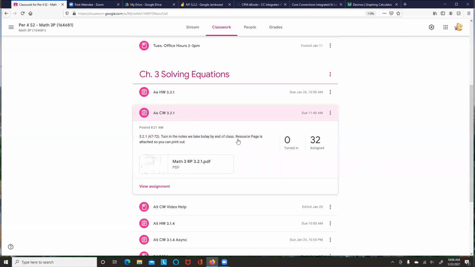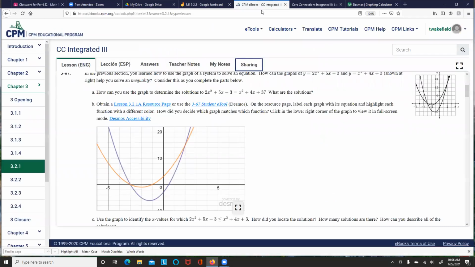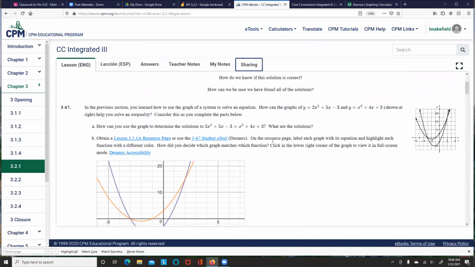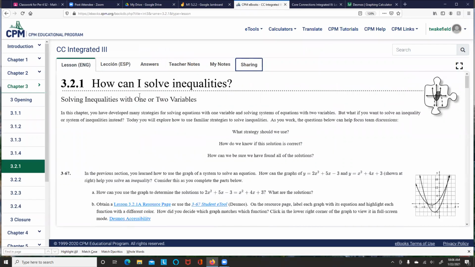Okay, so let's start with 67 through 72 from 321. This is assignment 6, so I'm going to go to the ebook. Hopefully you have your ebooks opened and hopefully you read them a little bit. We are learning how to solve inequalities with 1 or 2 variables.